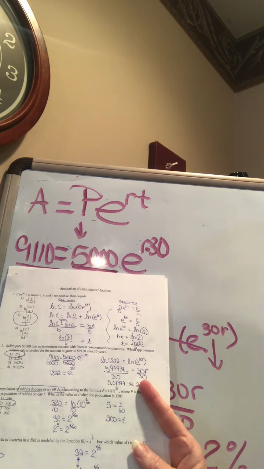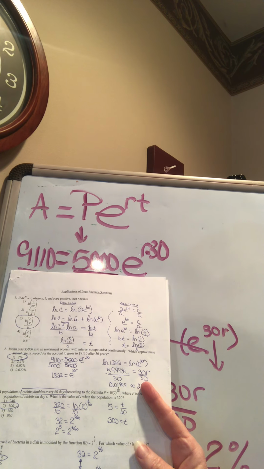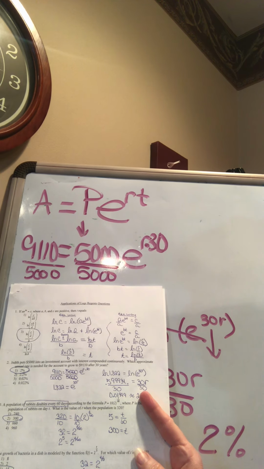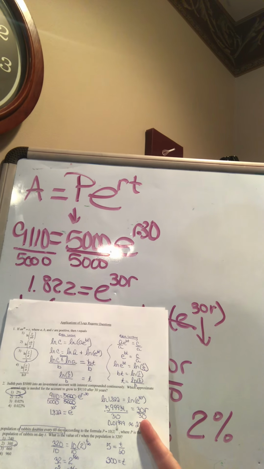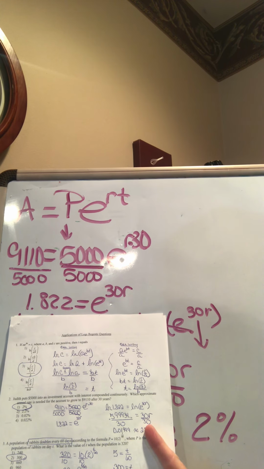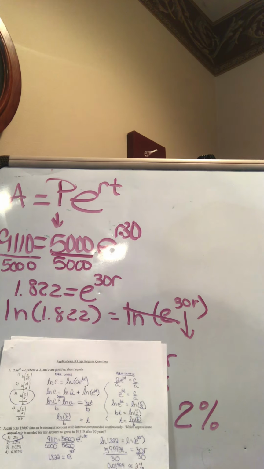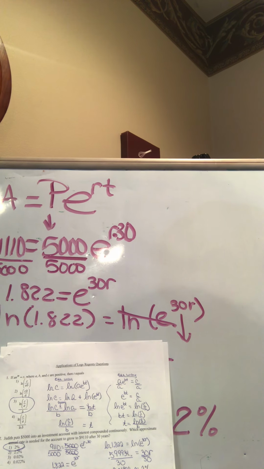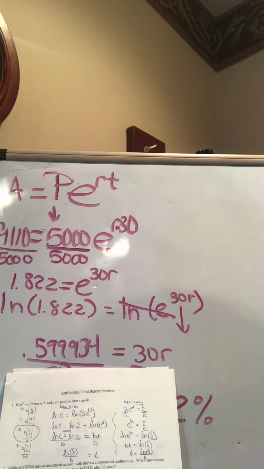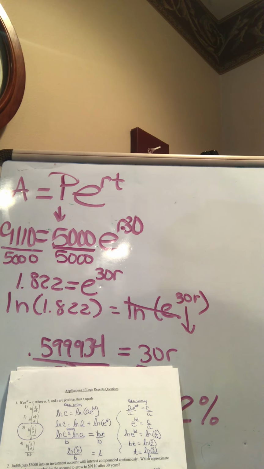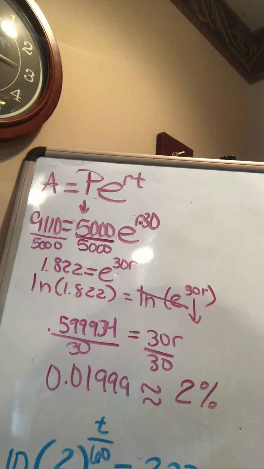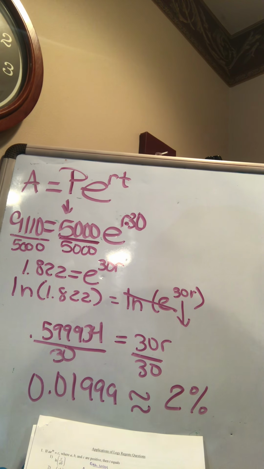So it said that we want to get to $9,110. What would the rate be in 30 years? So we divide by the 5,000, and then we have 1.822 equals e raised to the 30r. Now we need a natural log on both sides. Now a natural log on an e, they cancel, so down drops the 30r, and the natural log of 1.822 is 0.59934. We're going to divide both sides by 30, and we get an interest rate of 2%.